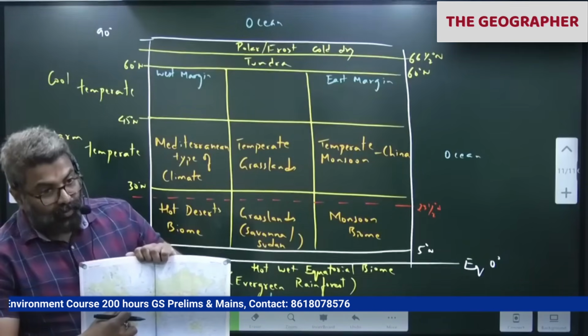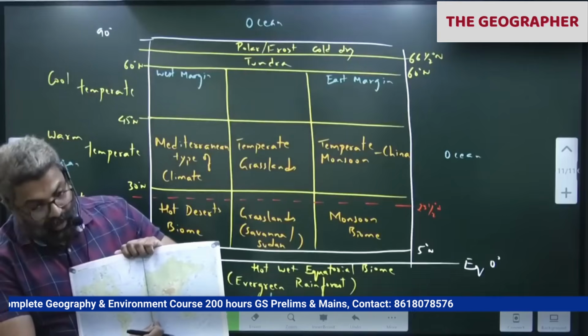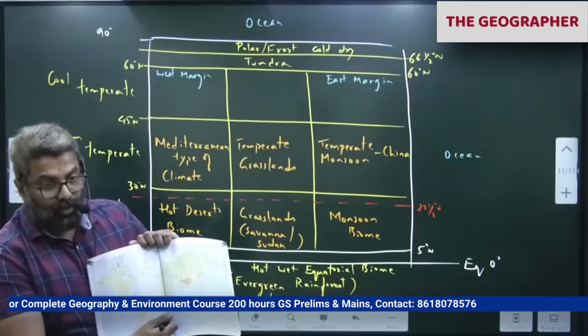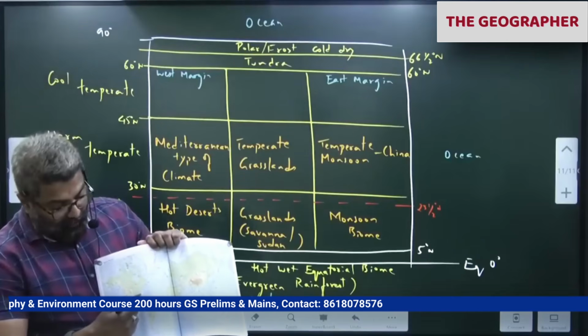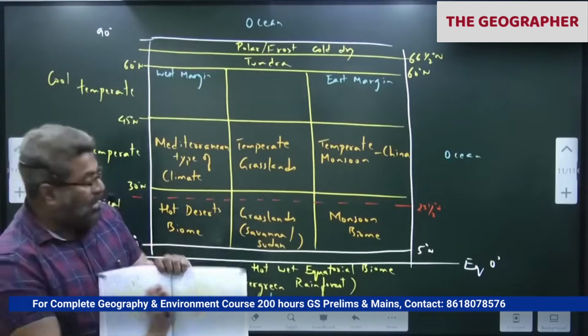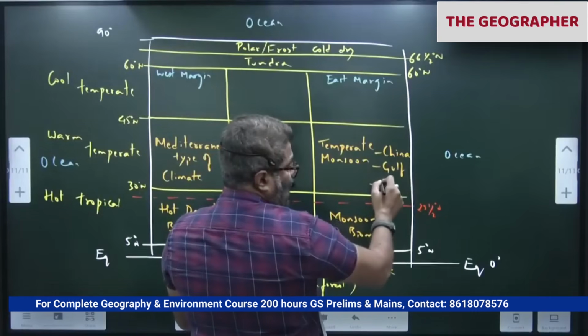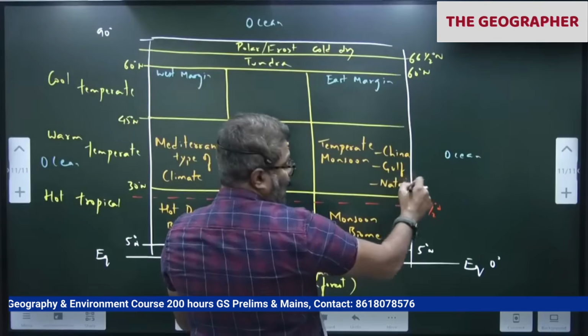Here also we have Gulf. In South Africa also we have a little bit. Natal type here. Gulf and Natal. Natal is a place in South Africa. In the eastern margin, we have China type, Gulf type climate and Natal type. We use the word in different places.